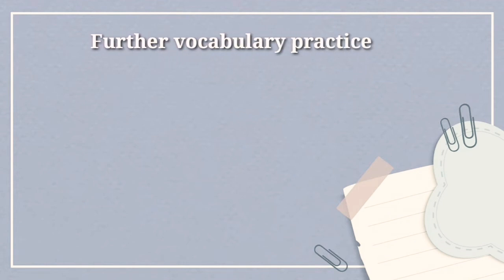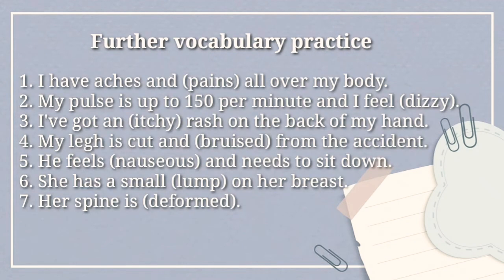Vocabulary practice. Correcting words to complete the sentence. 1. I have aches and pains all over my body. 2. My pulse is up to 150 per minute and I feel dizzy. 3. I have got an itchy rash on the back of my hand. 5. My leg is cut and bruised for the accident. 5. He feels nauseous and needs to sit down. 6. He has a small lump or hard breast. 7. Her spine is deformed.